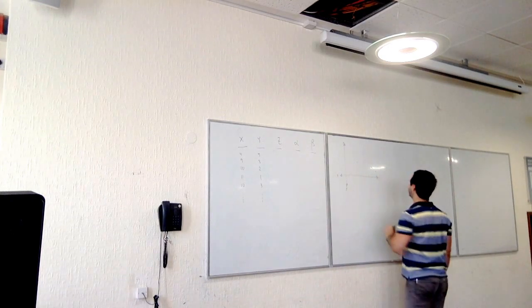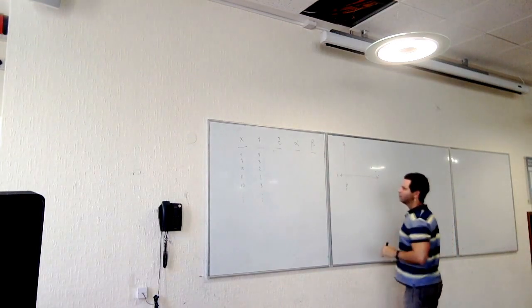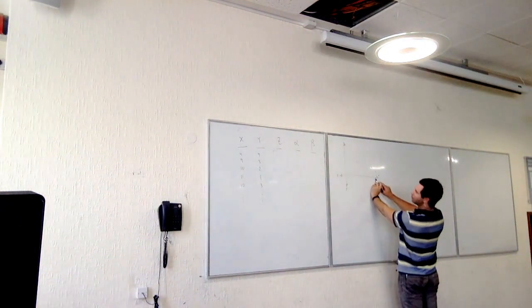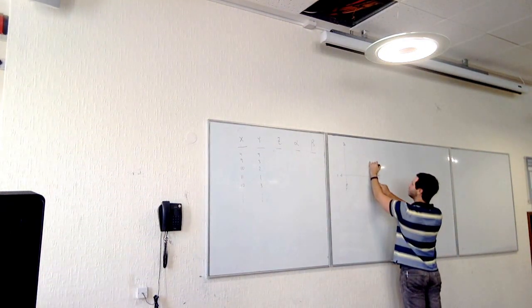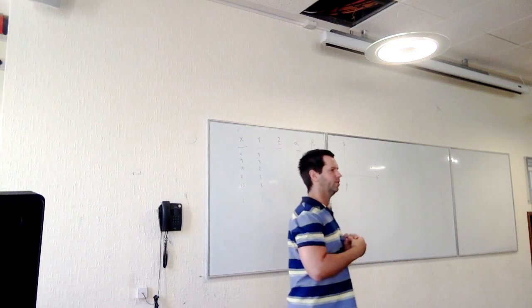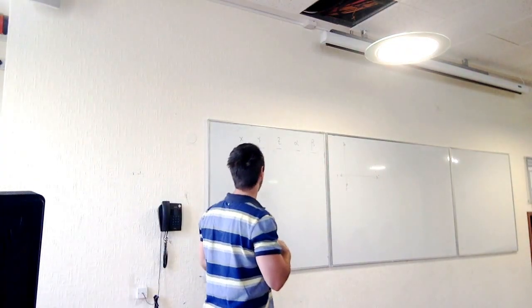10 and 2, 11 and 1, right? 10 and 3 again. So this is 11 and 1, 10 and 3. So everybody knows how to make a scatter plot. But we were talking earlier about scatter plots.